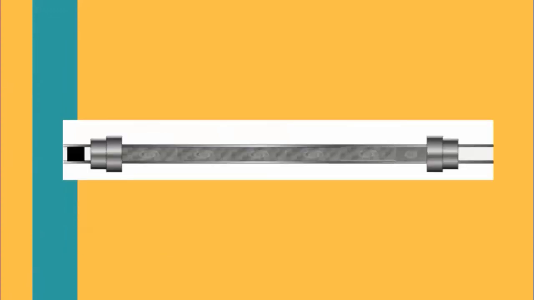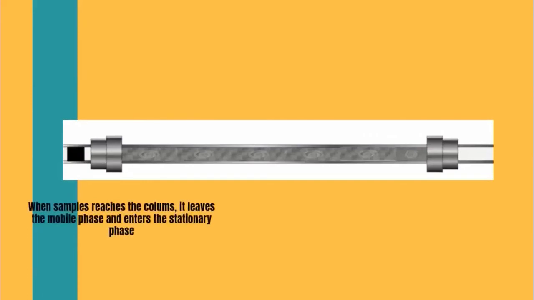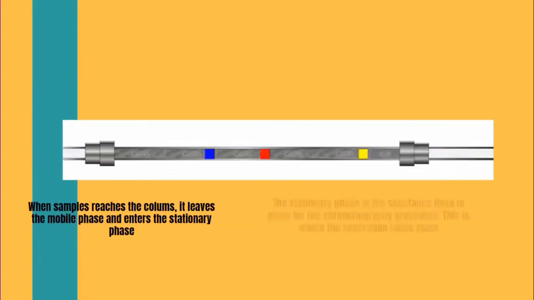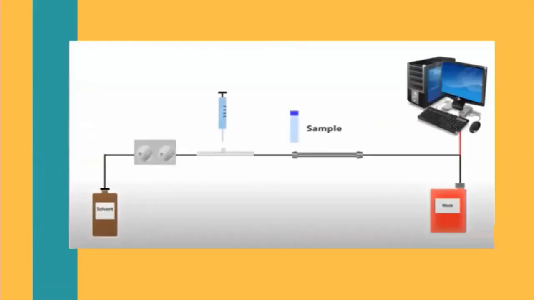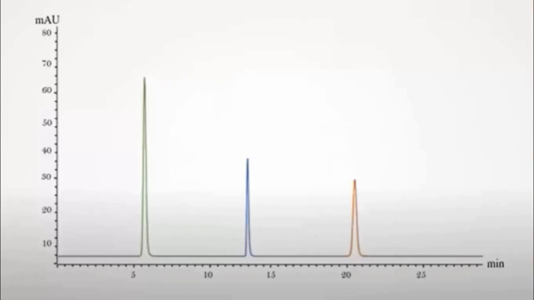This is what the inside of the column looks like. When the sample reaches the column, it leaves the mobile phase and enters the stationary phase. The stationary phase is the substance fixed in place for the chromatography procedure. This is where the separation takes place. After leaving the stationary phase, the sample moves through a detector. The detector sends the signals to software on the computer, which then converts them to a chromatogram.